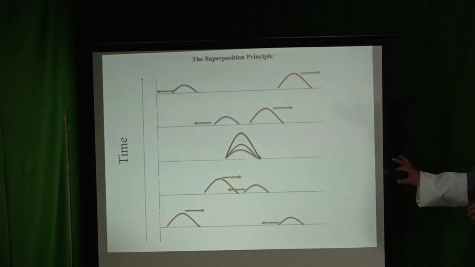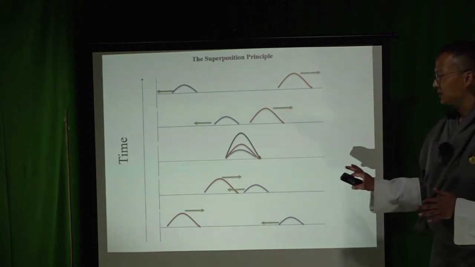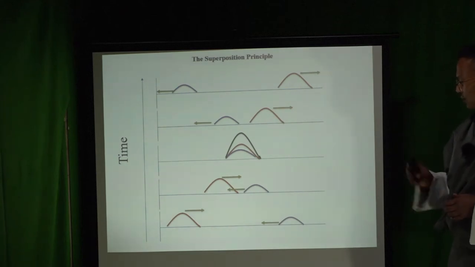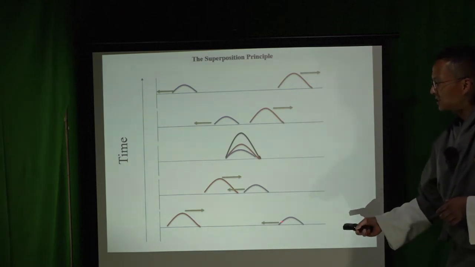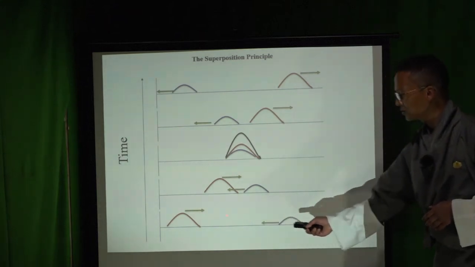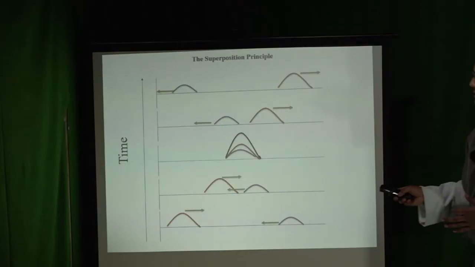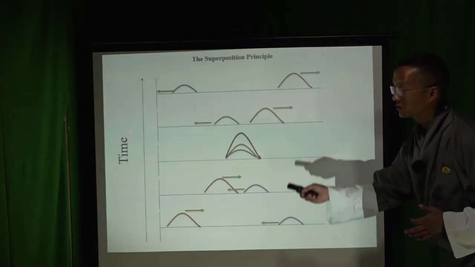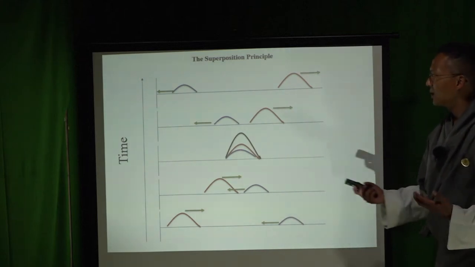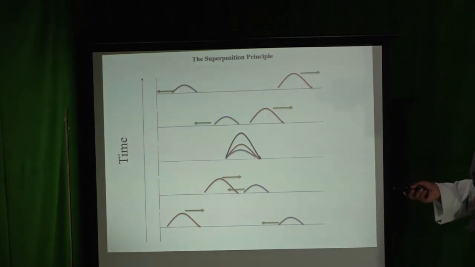So carefully observe the diagram. In this diagram, you can see that two waves are traveling in opposite direction. If you look at this blue wave, it is traveling towards the left. And if you look at this red wave, it is traveling towards the right. Now we have to read this graph from bottom to top. As we go up, time increases, and let's see what happens to the superposition of waves.